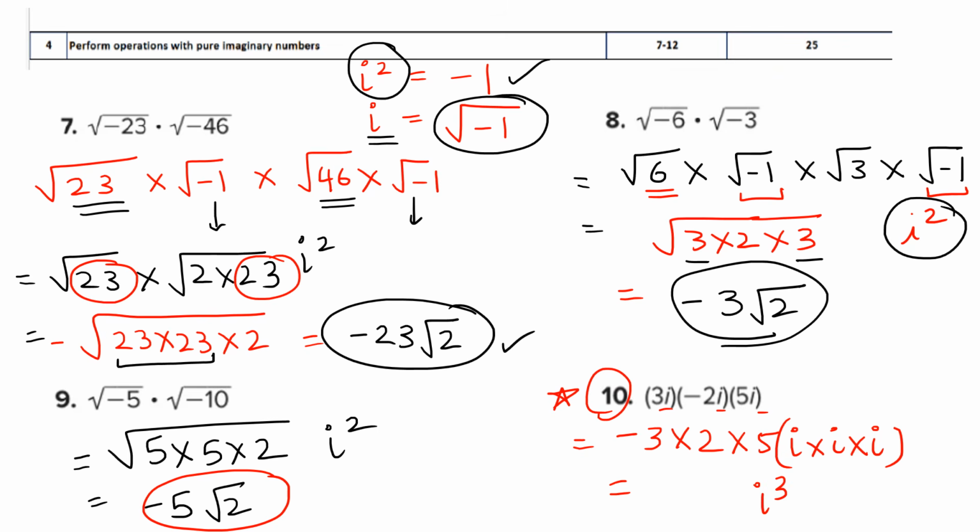And this number I can multiply. So 2 times 5 is 10, times 3, minus 30. Now I will break my i cubed in terms of i squared and i. I can break it, right? So i squared times i. Now i squared is already negative. I know the value of i squared is -1. So negative negative becomes positive. So I replace this i squared with negative, and negative negative is positive. So 30i. That's your answer. That's how you solve questions 7 to 10.